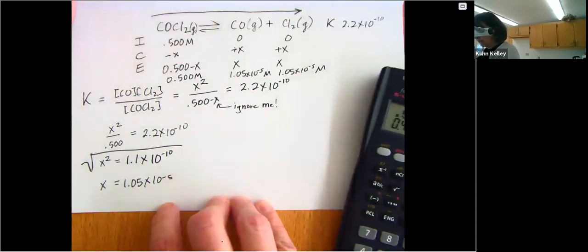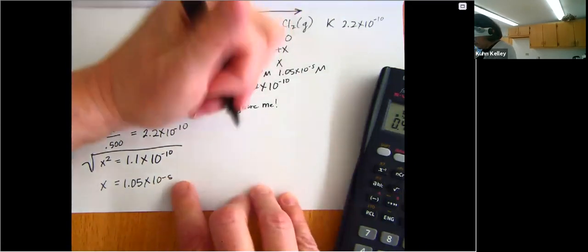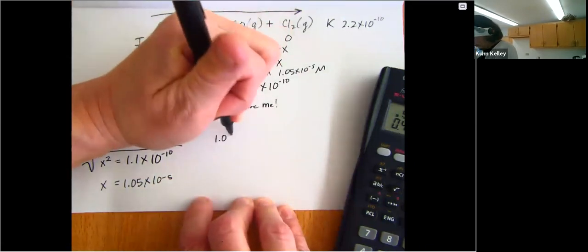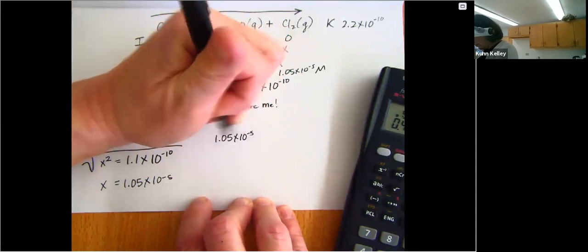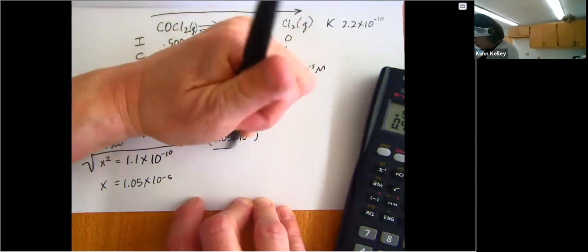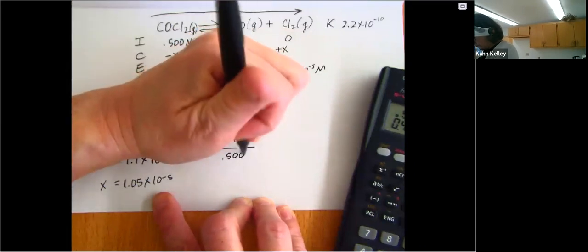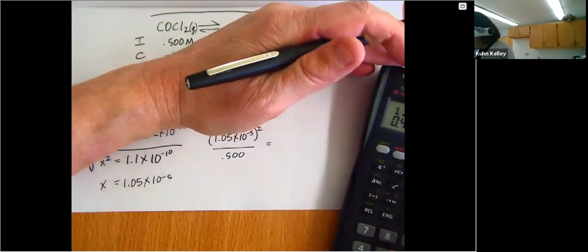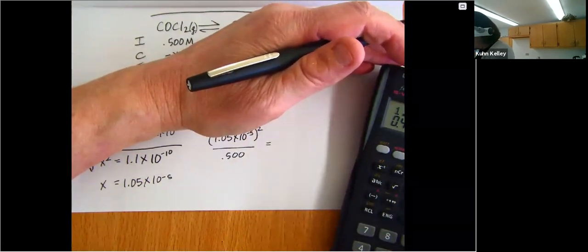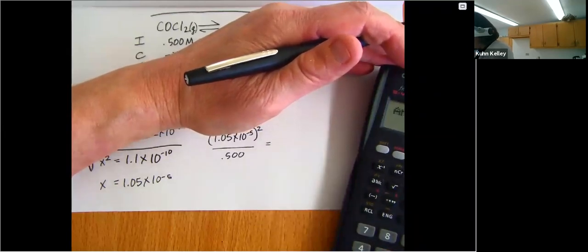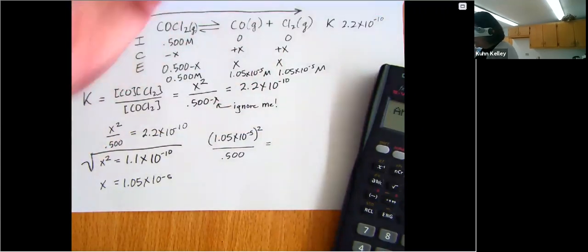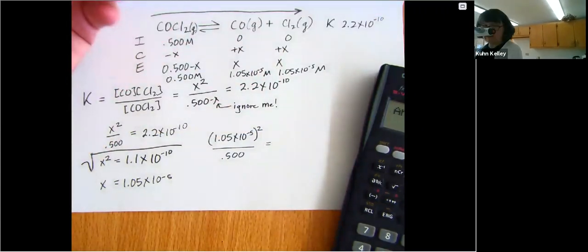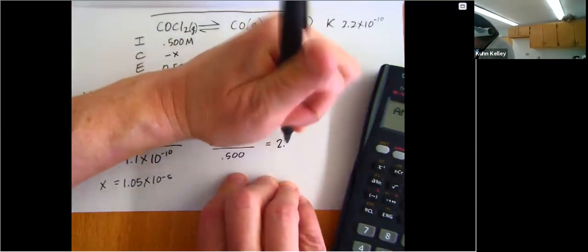And the first thing I can do is test to make sure that it makes sense, like if it works and solves for K. So 1.05 times 10 to the negative 5th times 1.05 times 10 to the negative fifth divided by 0.5 gives me 2.21 times 10 to the negative 10th. So that is to 2 sig figs. That actually plugs in perfectly.